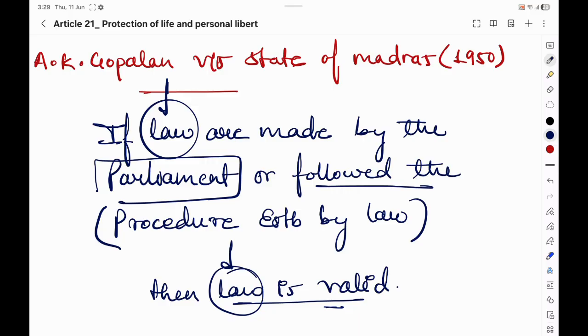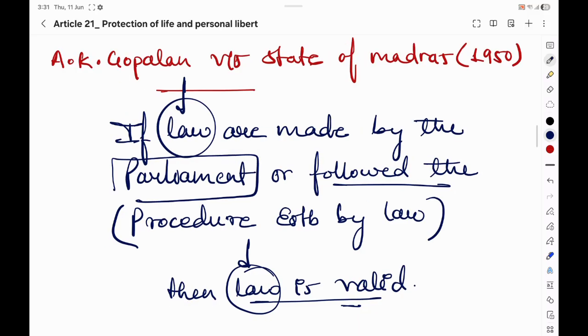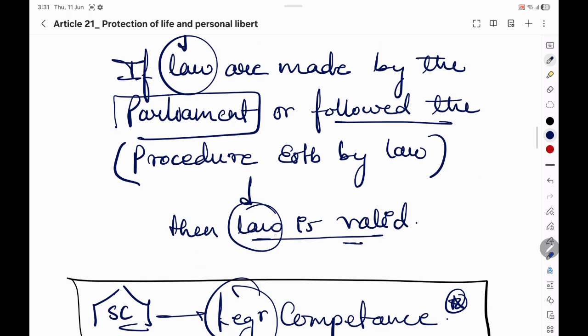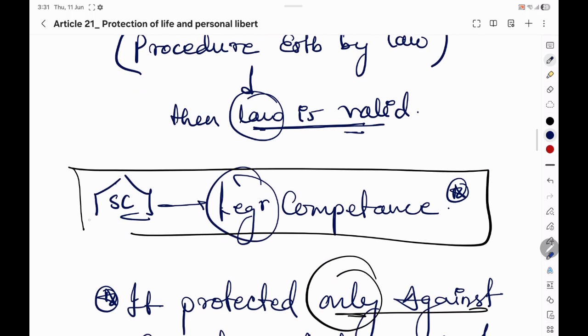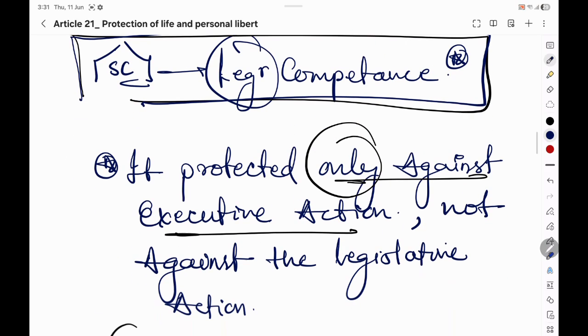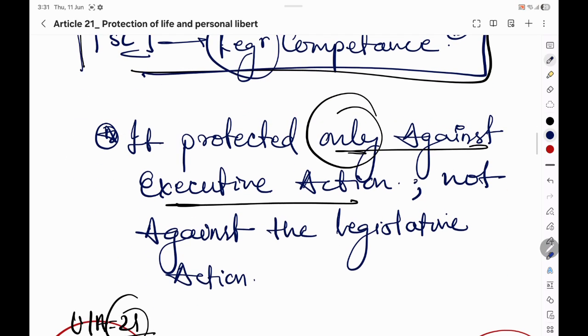So it led to huge criticism that it gave what? An excessive power to the state, because preventive detention laws are draconian laws, right, and it did not adequately protect individual liberty. Basically it allowed that even an unjust law can curtail liberty if the prescribed procedure was followed. So in the Gopalan case, if a law is made by the parliament and follows the procedure established by the law, it is valid, and the Supreme Court gave weight to legislative competence, and it protects only against the executive action and not against the legislative action.